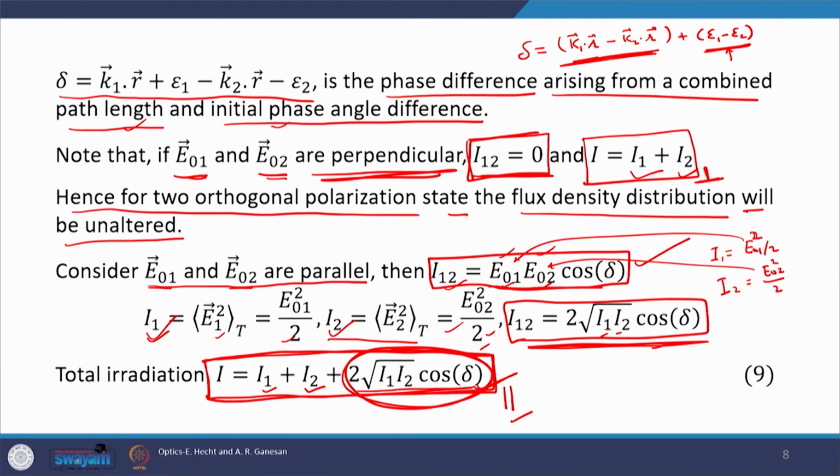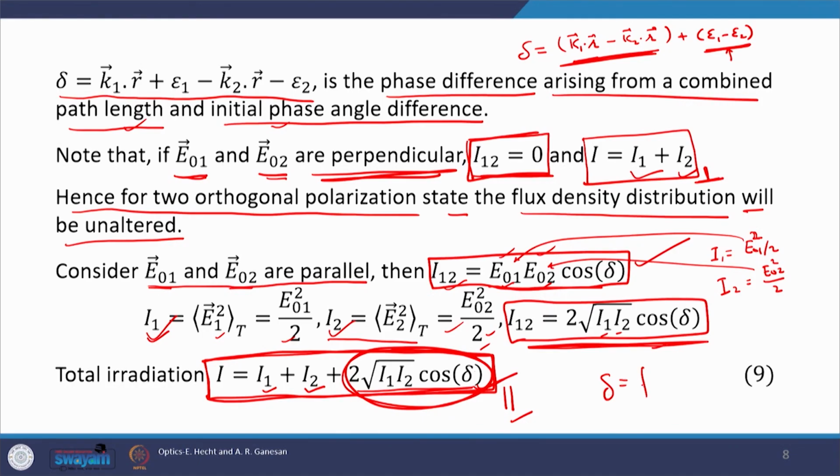Now, what would be the position of maxima? What are the conditions under which we will get maxima? These all depend upon the value of delta, the phase difference. What are the values of delta which will give maxima and minima? These are things we will analyze in our next class.